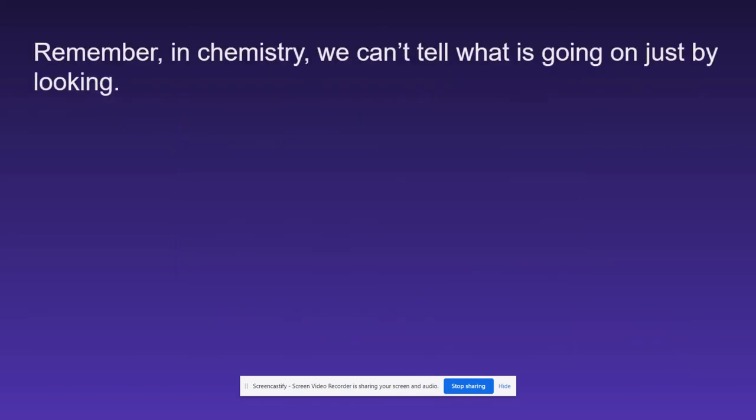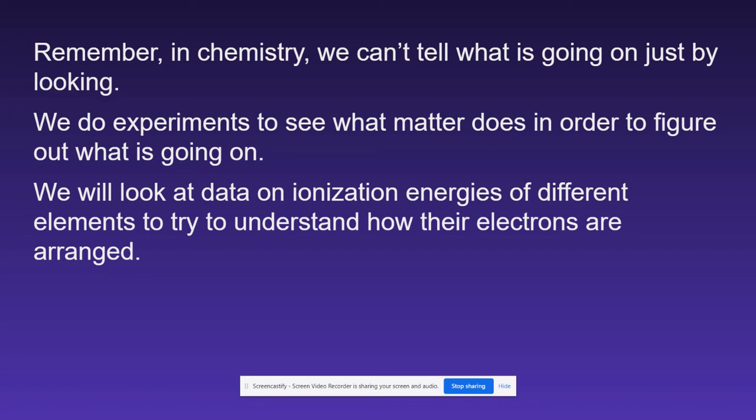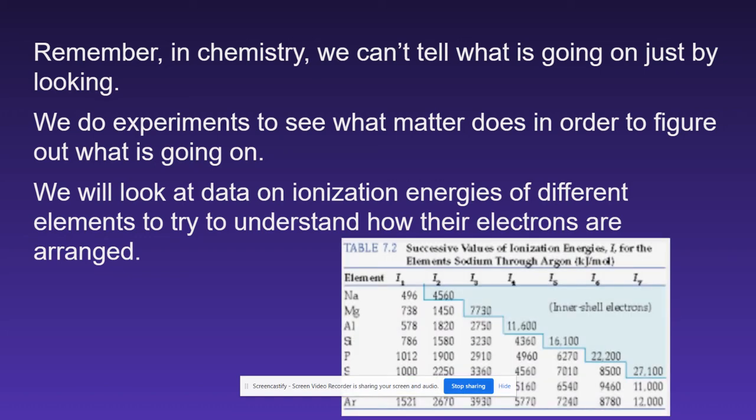Now remember, in chemistry, we can't tell what is going on just by looking. We do experiments to see what matter does in order to figure out what is going on. We will look at data on ionization energies of different elements to try to understand how their electrons are arranged. Here's a table showing some ionization energies, elements listed in the first column, sodium, magnesium, aluminum, silicon, etc., and then the energy to remove one electron, and then a second electron from the same atom, and a third electron, and a fourth, etc. So this is a table of ionization energies. This is the type of data we are going to be looking at.